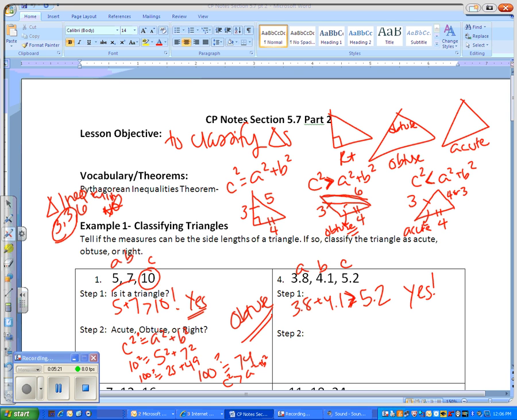is it going to be bigger than 5.2? Yes, so we know it is a triangle, and now we need to decide what type of triangle it is. So we're going to say 5.2 squared, is it equal to 3.8 squared plus 4.1 squared?